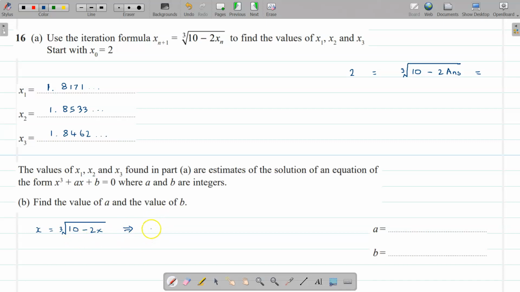So if I cube both sides, I get x cubed equals 10 minus 2x. Now if I add 2x to both sides and subtract 10, it will give me x cubed plus 2x minus 10 equals 0. And therefore, if I compare that with this, my a is 2 and my b is minus 10. And that's it. Okay, next.